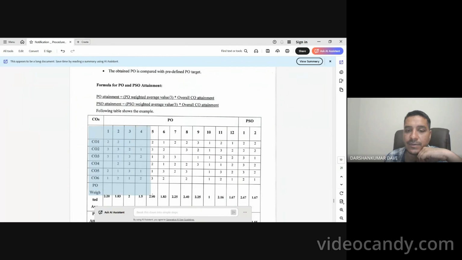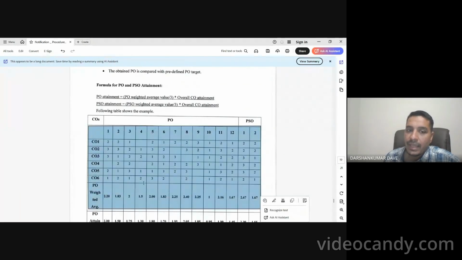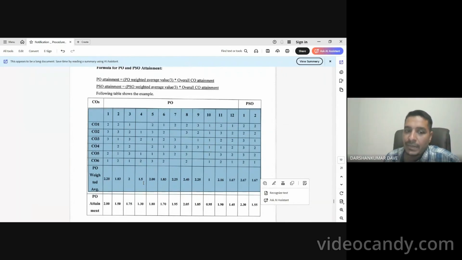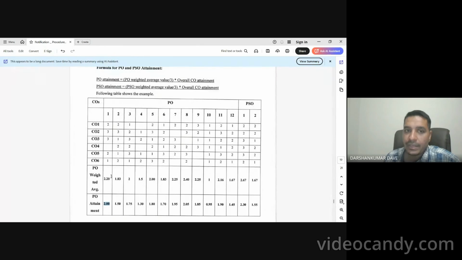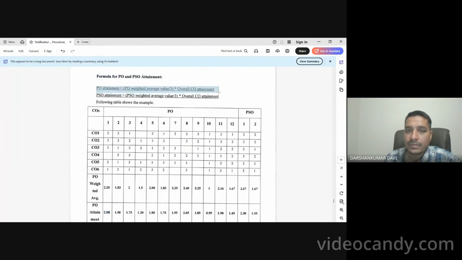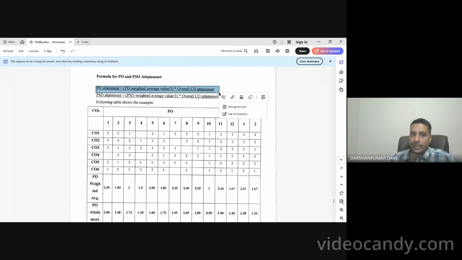This is your program articulation matrix, nothing more than that. You have done this for a course, right? So this calculation is for a course. That table is now extended up to PO attainment. Particularly, this course gives you a PO attainment of level 2. How is this 2 obtained? Using this definition: PO weighted average value divided by 3 into overall CO attainment. What is overall CO attainment? For a particular course, we have written course outcome wise attainment level, and then we took the average, and the average was somewhere in the table.